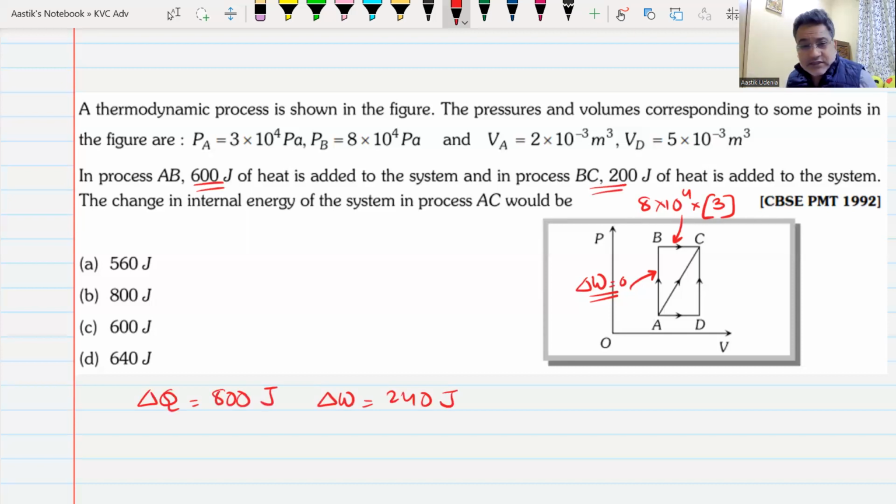That will give the change in internal energy from A to C. Yes or no? Yes, sir. And it does not depend on path. So whatever path you go, it will be the same. It will be the same in all the paths, and that will be equal to 560 joules.